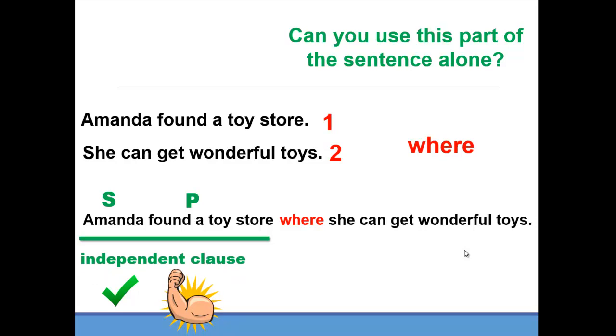Why is it independent? Because it doesn't need the other part of the sentence. Why is it a clause? Because it's a group of words with a subject and a predicate.